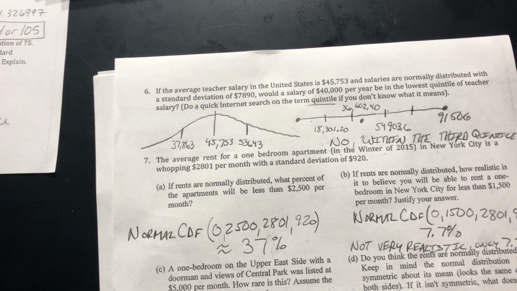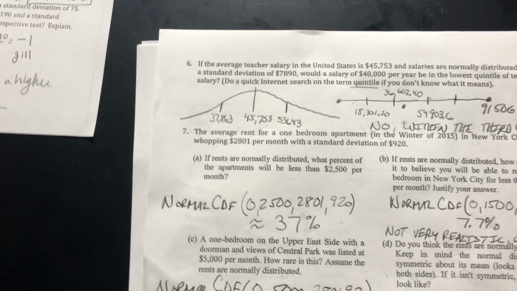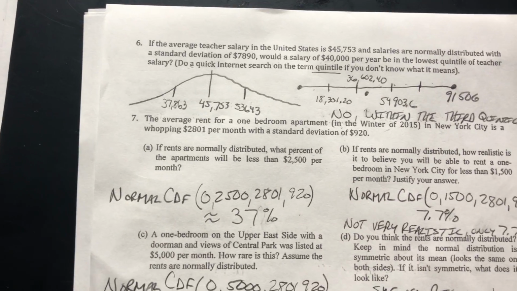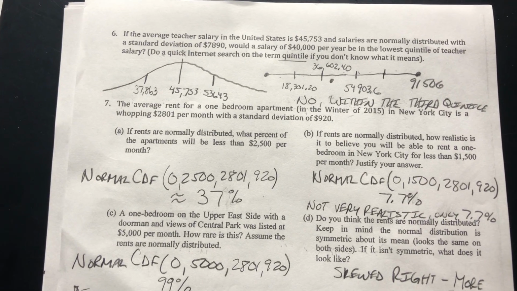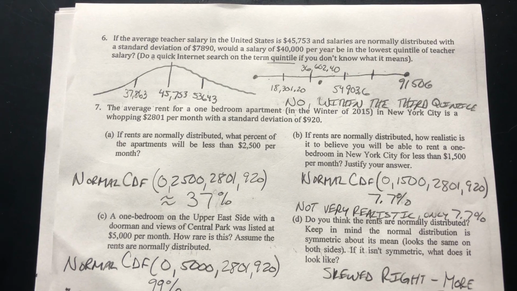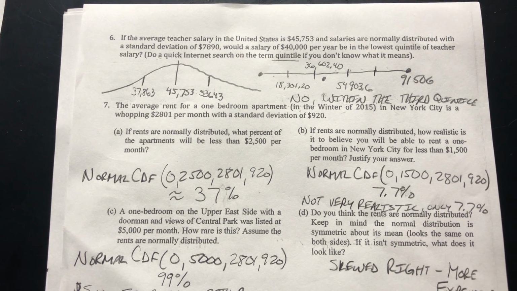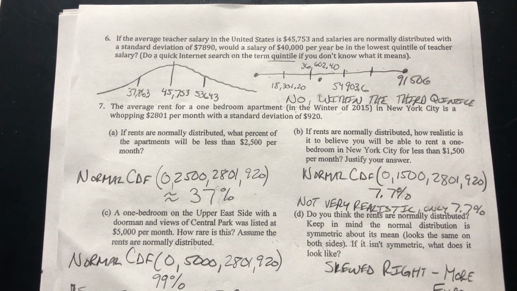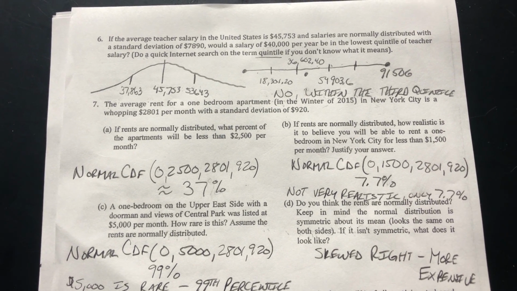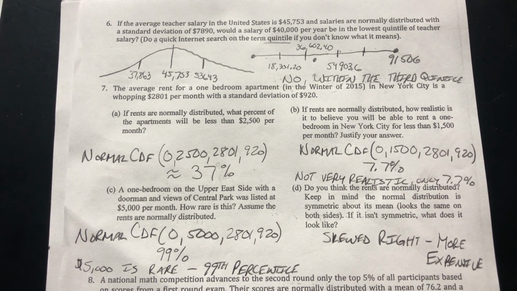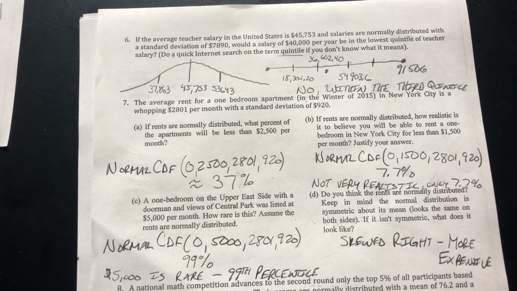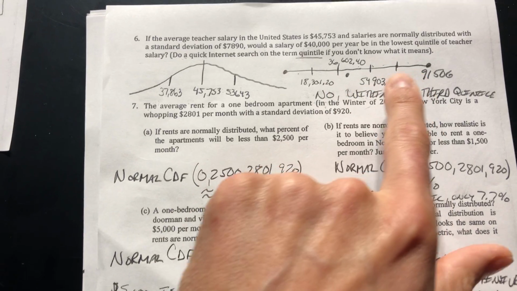All right, we are looking at number 6. If the average teacher's salary in the United States is $45,753, and the salaries are normally distributed with a standard deviation of $7,890, and a salary of $40,000 per year is in the lowest quintile of teacher's salary. So you have to look up what quintile was. That's basically just dividing into 5 parts. So I have that here.